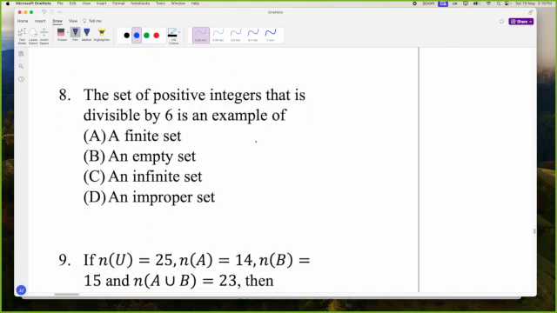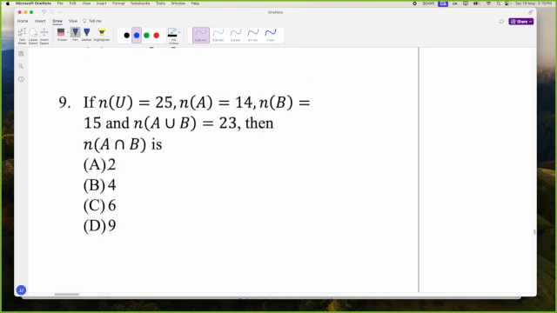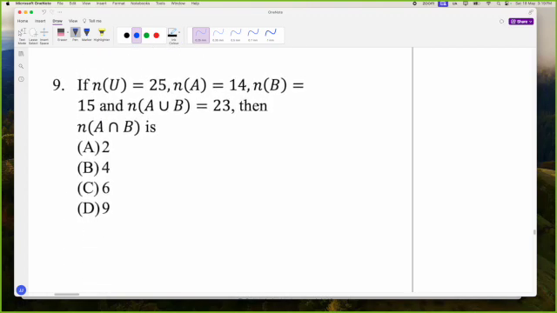The set of positive integers that is divisible by 6. How many numbers in the universe are divisible by 6? The answer is infinite, because you could say the 6 times table to infinity, you know. So that is an infinite set. It's not an empty set, it's not finite, and it's certainly not an improper subset. There is no such thing as an improper set. You have improper subsets, right?